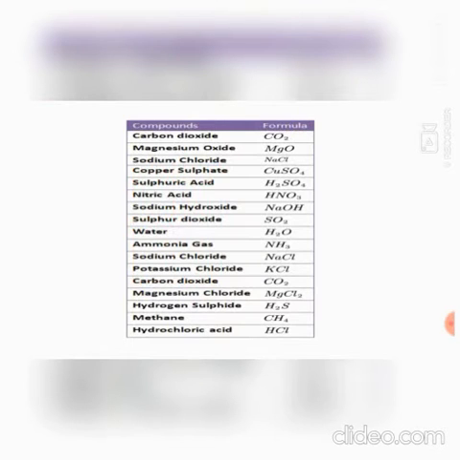Here you can see a few compound examples: carbon dioxide CO2, magnesium oxide MgO, sodium chloride NaCl, copper sulfate CuSO4, sulfuric acid H2SO4, nitric acid HNO3, sodium hydroxide NaOH, sulfur dioxide SO2, water H2O, ammonia gas NH3, sodium chloride NaCl, potassium chloride KCl, carbon dioxide CO2, magnesium chloride MgCl2, hydrogen sulfide H2S, methane CH4, hydrochloric acid HCl.